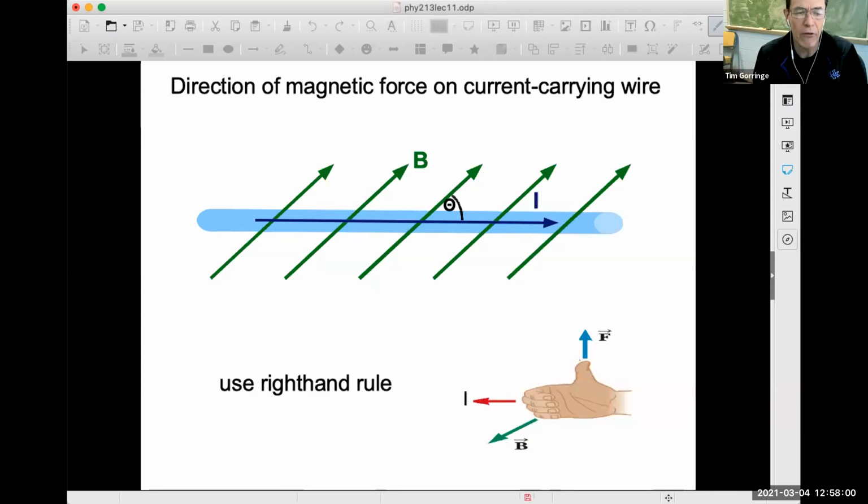And when you do that right-hand rule to relate the direction of the current and the magnetic field and force, remember, the current is the conventional current. It's the direction that positive charge carriers would be moving. It's a direction that's opposite the direction of negative charge carriers. So it would be opposite the directions of electrons flowing down the wire.